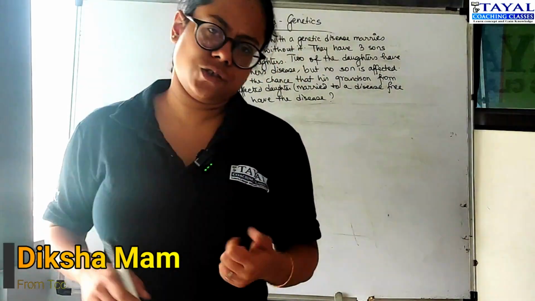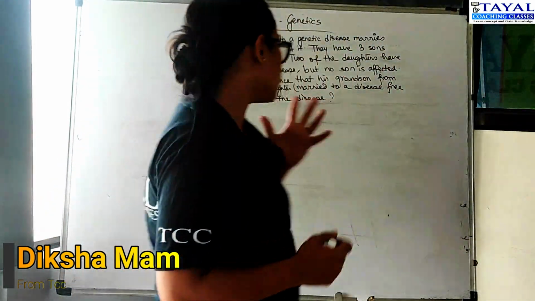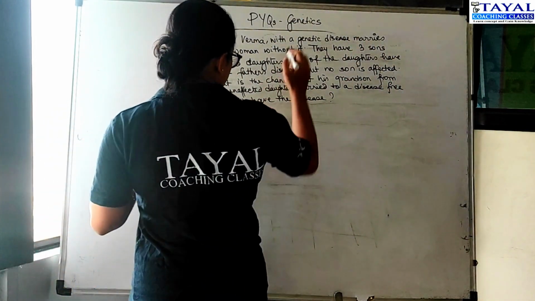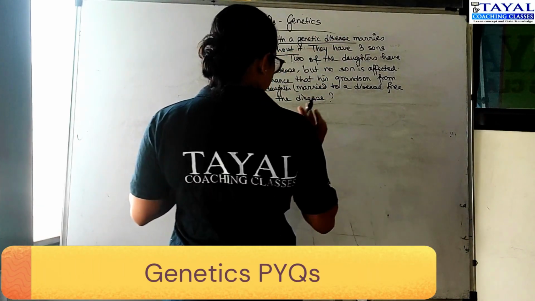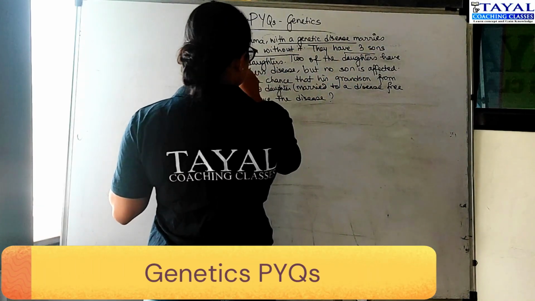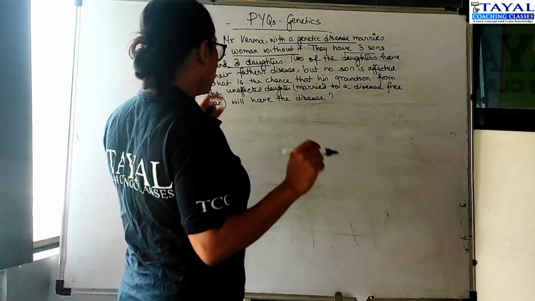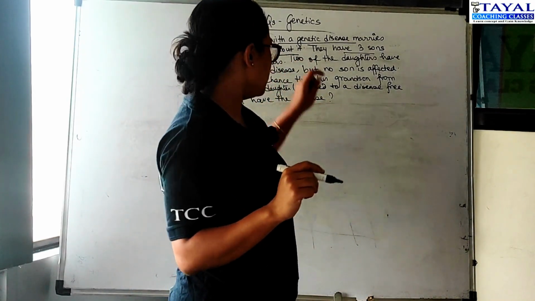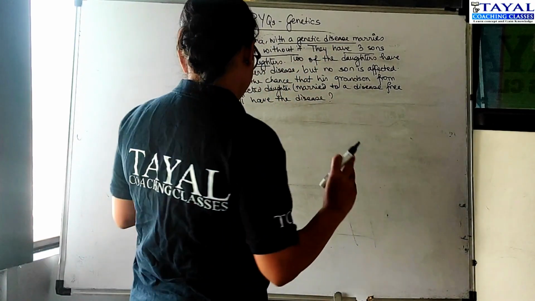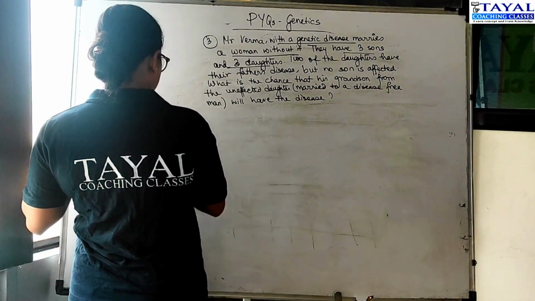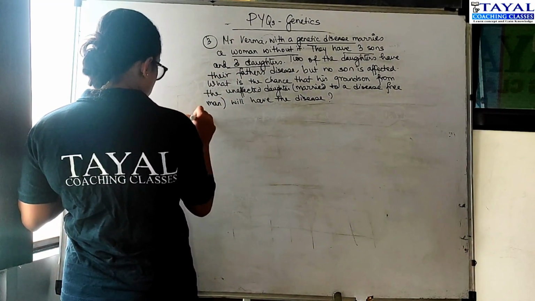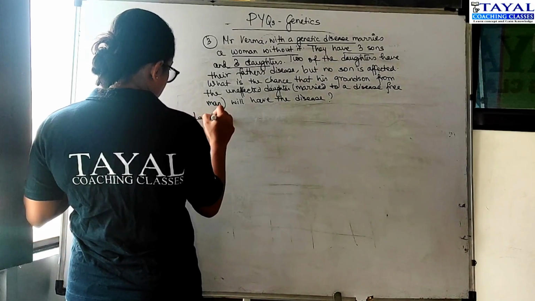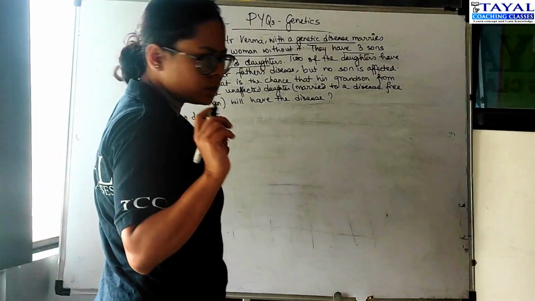Let's look at another question from genetics. Mr. Verma, who has a genetic disease, marries a woman without it. They have 3 sons and 3 daughters. 2 of the daughters have their father's disease, but no son is affected. So clearly you can see a father-to-daughter inheritance pattern.